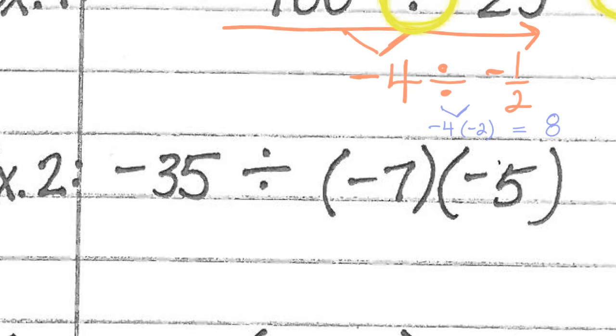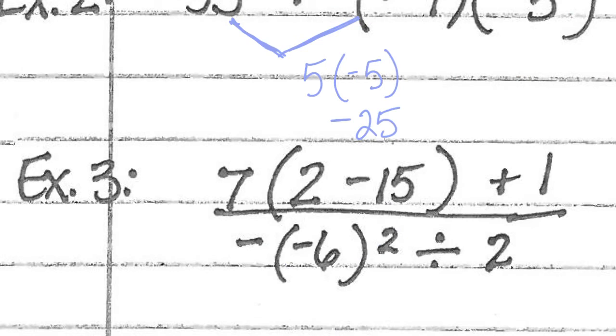So notice, even though there are parentheses here, we want to divide first. Negative 35 divided by negative 7, because those parentheses are just indicating multiplication. And remember, we multiply and divide from left to right. What's negative 35 divided by negative 7? 5. And now we're multiplying by negative 5. What's the answer? Negative 25. Put it in your calculator just like you see it, and see if your calculator agrees.